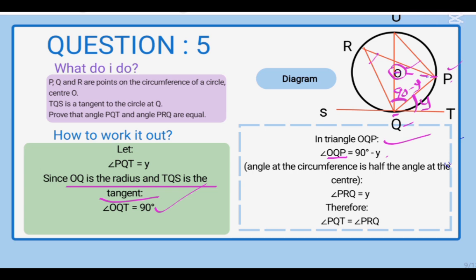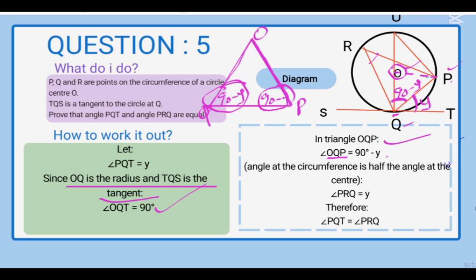Now if you have gotten that, you see what is happening here? This is point O, this is point Q, and this is point P, in which this place is already 90 minus y. I want to believe that you know that this place also is 90 minus y. Why? Because it's an isosceles triangle already. P to O is a radius, Q to O is a radius, so it's an isosceles triangle, which means the base angles are equal, 90 minus y.